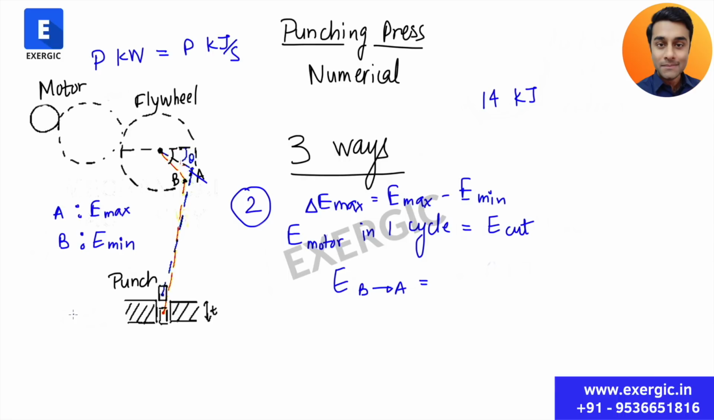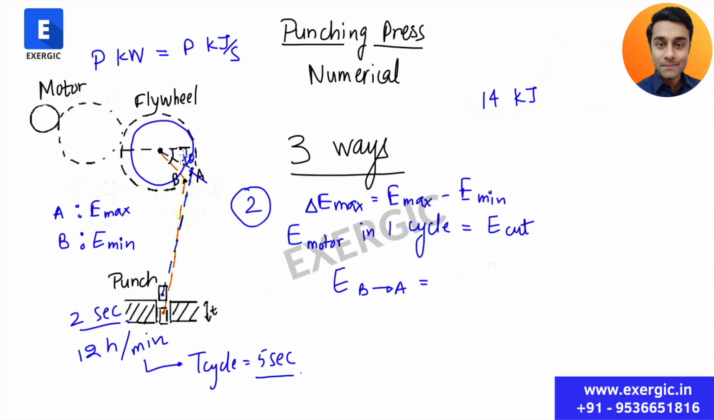How much energy do you think? Suppose we have been given the data which was given to us earlier, that 2 seconds is given for cutting, and the number of holes is 14 holes per minute, and from that we have calculated that cycle time is going to be 5 seconds. So suppose these things are known to us in the question, so you can clearly see that out of the complete rotation from A to A, out of this total cycle time, 2/5 time is spent from A to B, right?